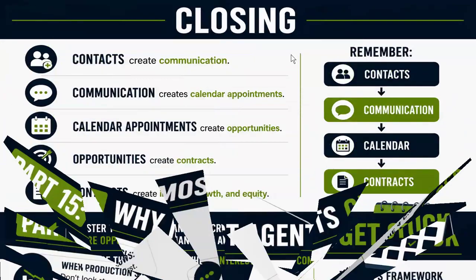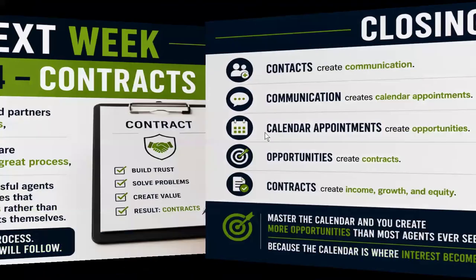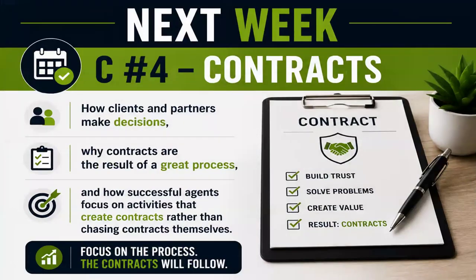So what we're going to be doing, and this is in closing, contacts create the ability to communicate with somebody. Communication creates the ability to create calendar appointments. Calendar appointments create opportunities. Opportunities create contracts, and contracts create income, growth, and equity. This is the system. Master the calendar, and you create more appointments and more opportunities than most agents may ever see, because the calendar is where interest becomes commitment. We're going to continue this with the next session. We're going to end up with the contracts.